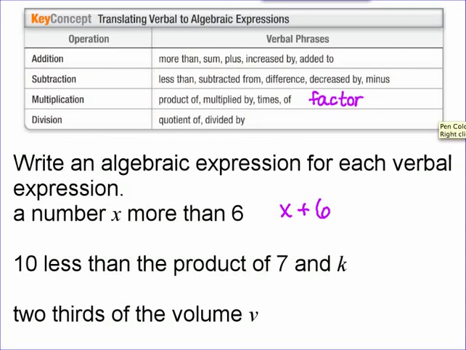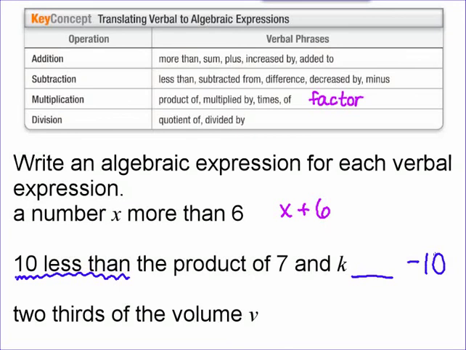10 less than. Okay, less thans are kind of weird. We're going to do something kind of backwards. Whenever you see a less than, you're always going to leave a space, which is right here, and then you're going to put minus 10. So I've got a space right here that I need to fill in. You've always got to do that. 10 less than does not mean 10 minus.